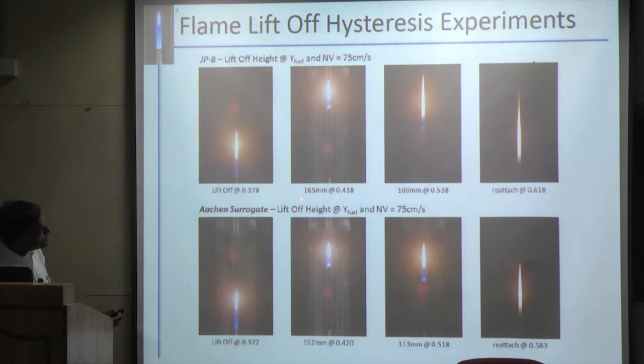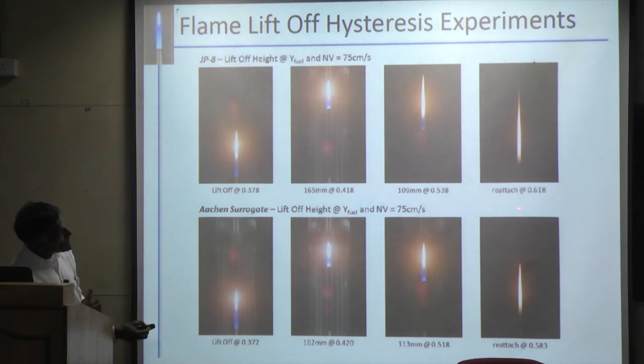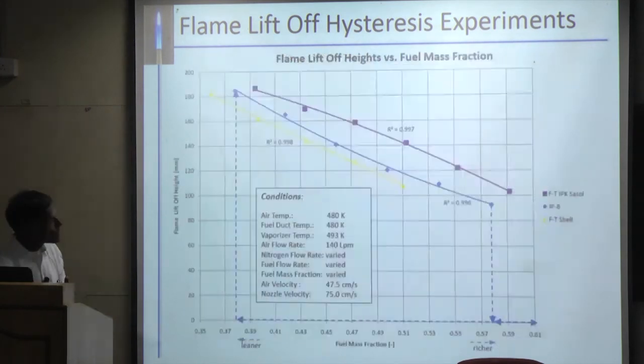And then here you can show the liftoff height. So this flame has lifted off. Liftoff height here is 162, 165, and now we are trying to reattach the flame, okay? This reattachment occurs at the mass fraction 0.618. For the Aachen surrogate it is 0.583. So again, this is pretty good. Consider it good, right?